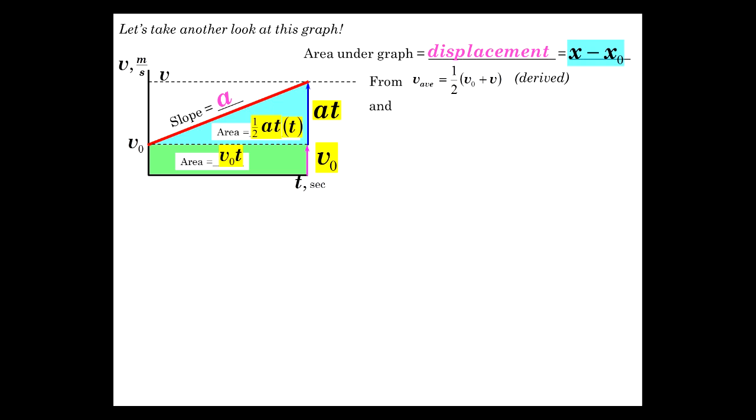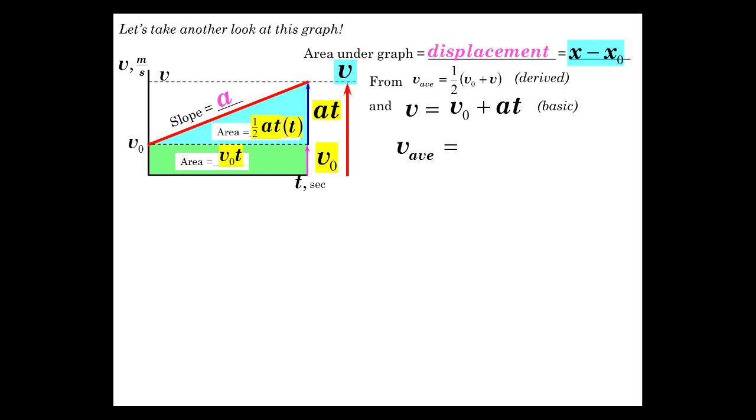So now we have this derived equation, v average is 1/2 (v0 plus v), and our fundamental equation, v is equal to v0 plus at. We're going to combine these two together to get a very useful equation number 5. So we're going all the way from 0 to velocity v. And we do that in a couple different ways.